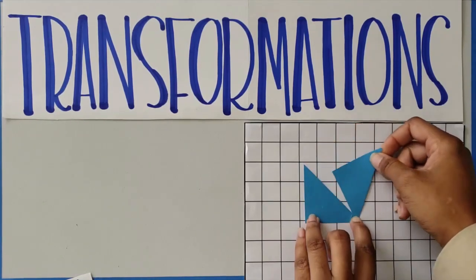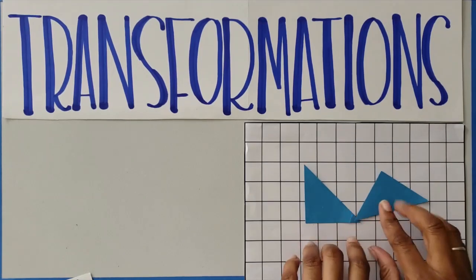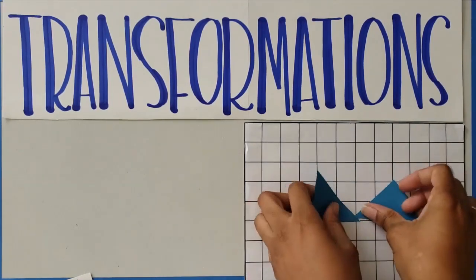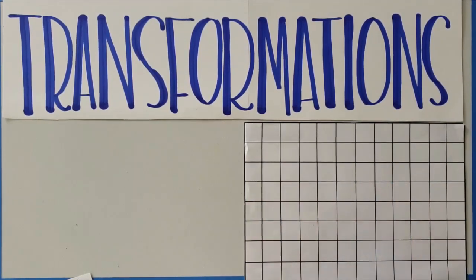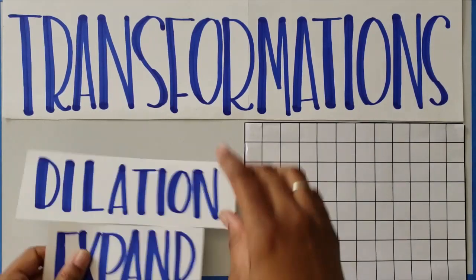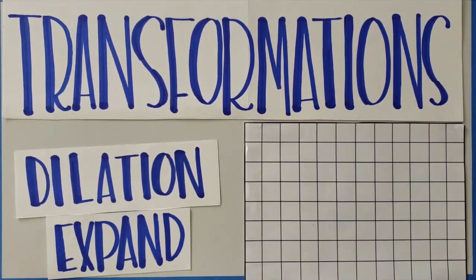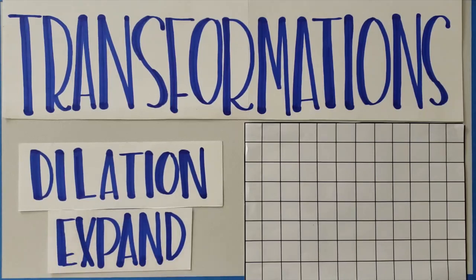There we go. I'm rotating it. Again, same shape, same size. This next one is non-congruent. It's dilation. To dilate a figure, expand the figure to make it larger.